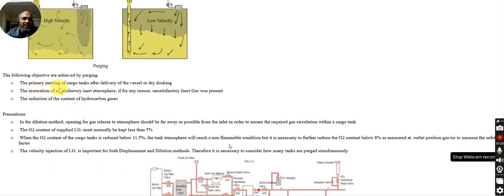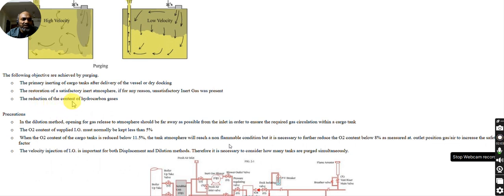So here, the first objective is the primary inerting of cargo tanks after delivery of the vessel or dry docking. That means when the vessel is delivered, before doing any loading, we have to do the inerting of cargo tanks, or if the vessel is delivered from the dry dock. Secondly, the restoration of the satisfactory inert atmosphere if for any reason unsatisfactory inert gas was present.